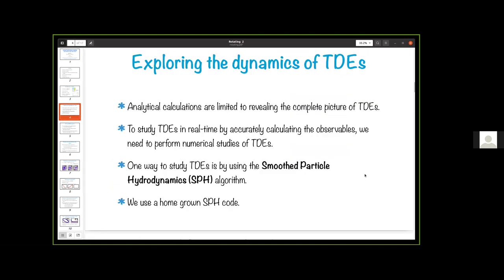Now, the complex picture of the TDEs can be understood once we do some numerical simulations. One way to simulate the tidal disruption event is to use the smoothed particle hydrodynamics algorithm, which is a Lagrangian based approach. And we use our own developed SPH code to simulate tidal disruption events. We generally use 0.5 million particles to simulate the star.